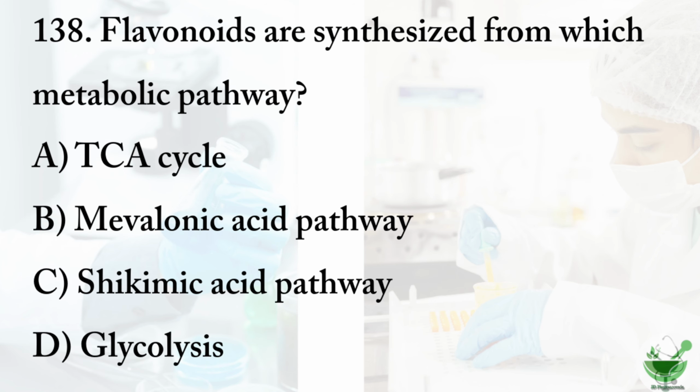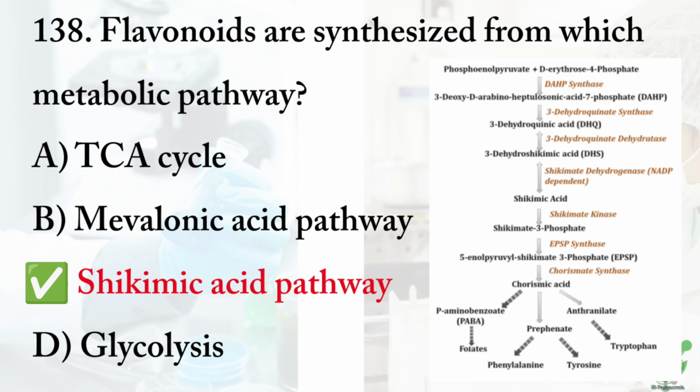Then question number 138. Flavonoids are synthesized from which metabolic pathway? Option A, TCA cycle, option B, mevalonic acid pathway, option C, shikimic acid pathway, and option D, glycolysis. The correct option is option C, shikimic acid pathway.